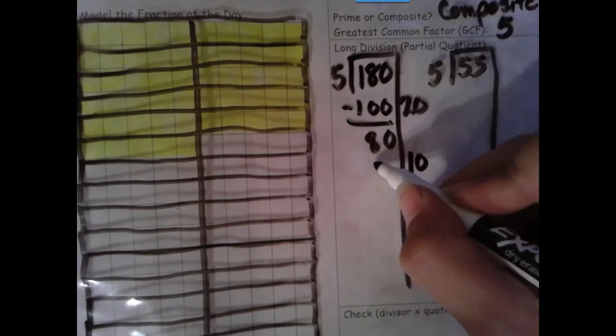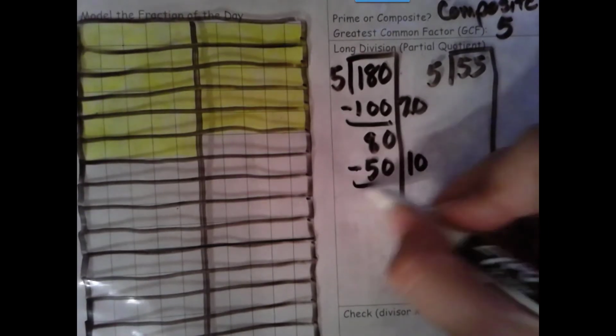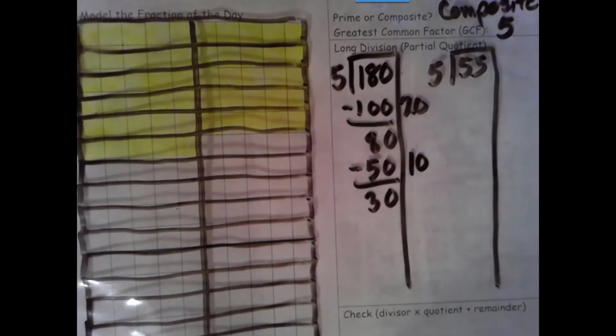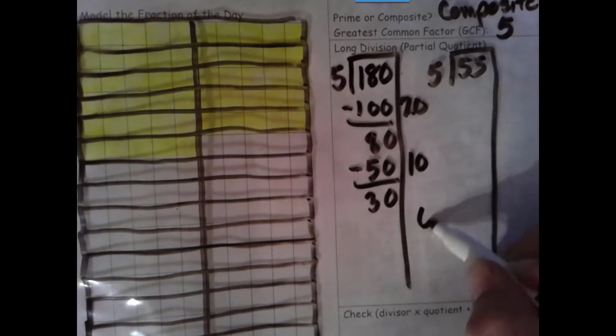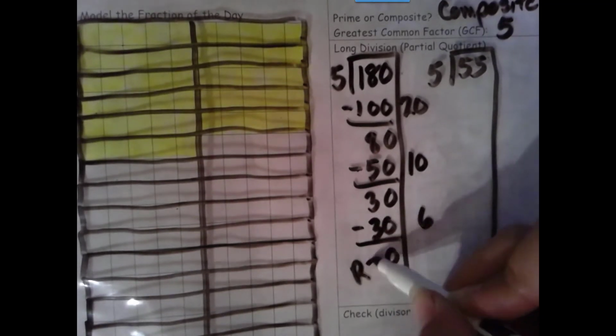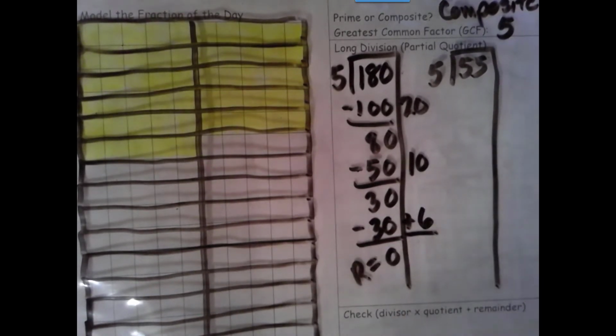Then I could do 10 times 5 is 50. Numbers the same, zeros the game, more on top, no need to stop. And then 6 times 5 is 30. Numbers the same, zeros the game. Add these partial quotients together. 20 plus 10 is 30, plus 6 is 36.